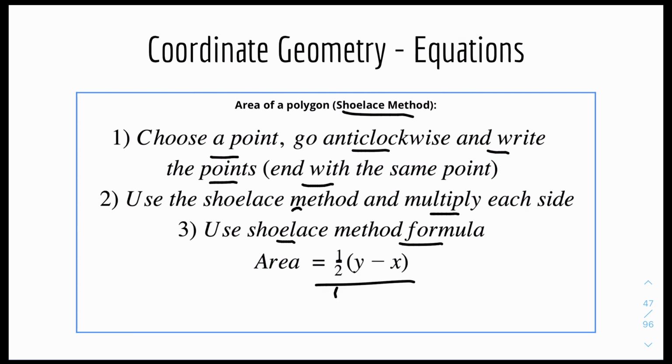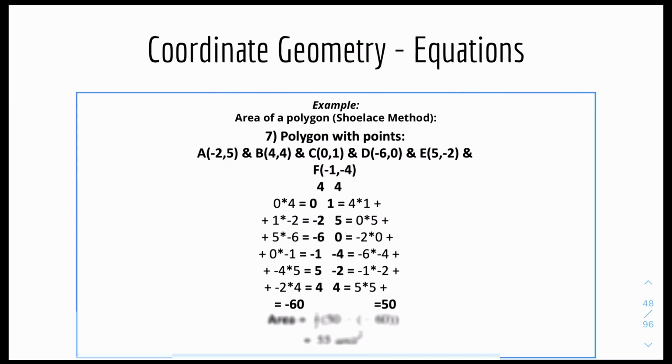Or basically you have to do 1 over 2 and the right side minus the left side. What I mean is that, let's say we have this area of a polygon with different points, like A, B, C, D, E, F. A is minus 2, 5, B is 4, 4, C is 0, 1, D is minus 6, 0, E is 5, minus 2, and F is minus 1, minus 4.